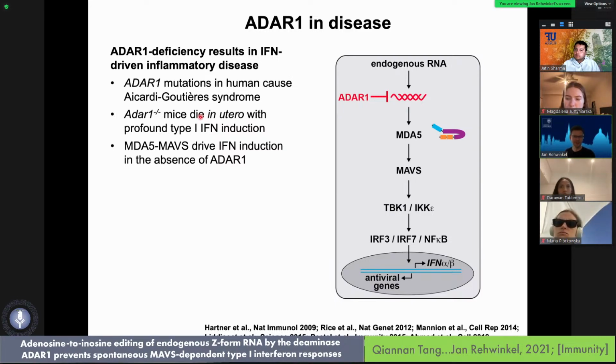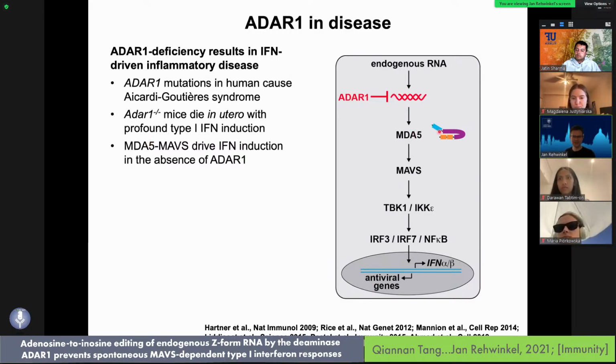Now, what mouse genetics by a number of different labs, and the citations are down here, has shown is that an RNA sensing pathway drives this interferon induction. This RNA sensing pathway involves MDA5 as the RNA sensor and MAVS as the adapter protein, and this drives interferon induction. If you knock out either MDA5 or MAVS on top of ADAR1, then a lot of the problems that these animals have are rescued, showing that this is what initiates some of the downstream disease.